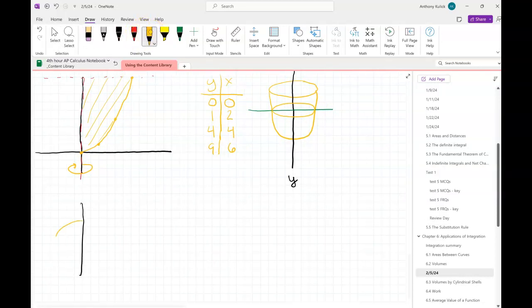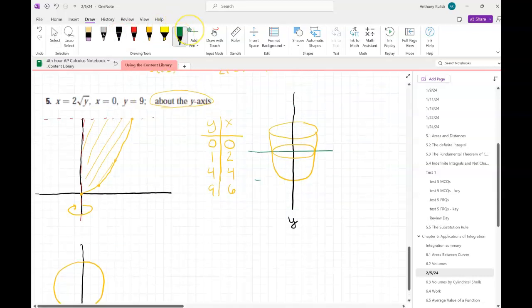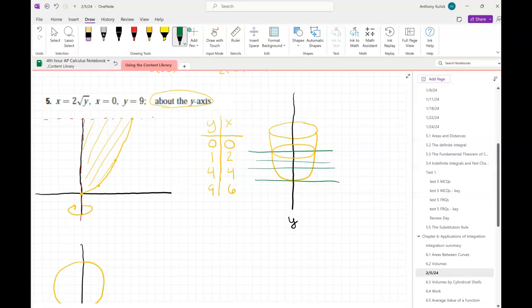So again, that's the y-axis this time. Our slicing is going to start here at y equals 0, and we're going to continue slicing until we get to the top at y equals 9. So when I integrate, I need to be integrating with respect to y, because those are the bounds.